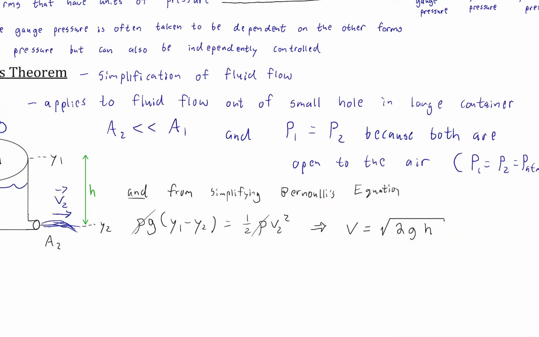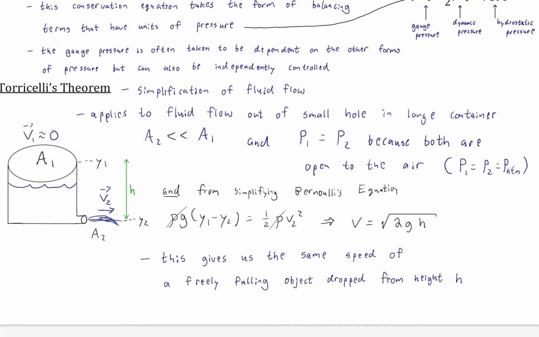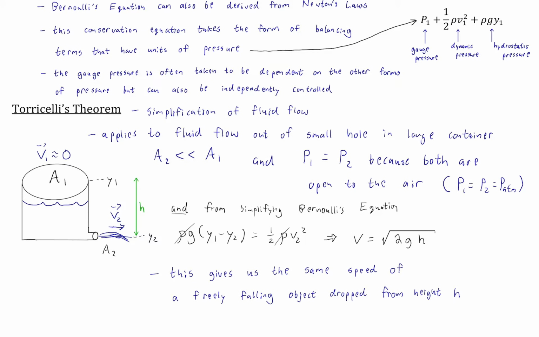I would love it if it does look familiar, because that is the same speed as a freely falling object dropped from a height h that you could get either with kinematics or conservation of energy. So that's actually interesting. Again, it's a big simplification, but it tells you that for a small hole in a big container, the water is literally coming out with the same velocity that a rock would if you dropped it from the depth that the water is coming out from. It's kind of neat, right? But again, it doesn't come up that much because it really requires the area of the tank to be much larger than the hole.